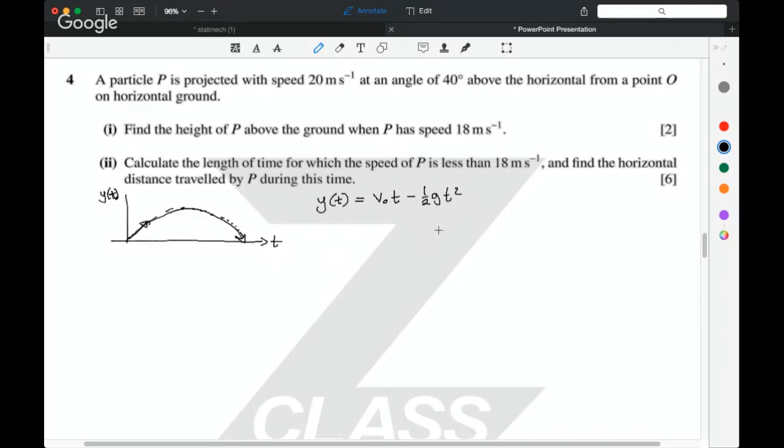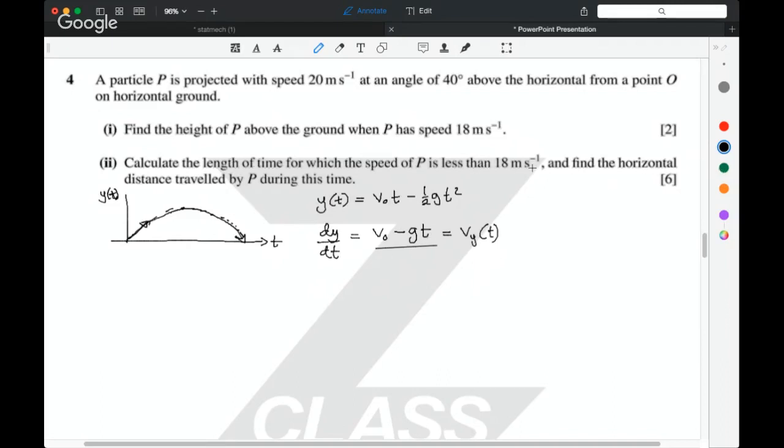Minus t squared. So they're asking, find the height of p above the ground, so the value of y, when p has the speed 18 meters per second. Well, what is the speed, the velocity? It is the gradient of the position. It is dy dt, right? So let's just work that out. That's going to be v0 minus gt. And you may recognize this from your constant acceleration equations as vy of t, right? That is just the expression for velocity at a given time.